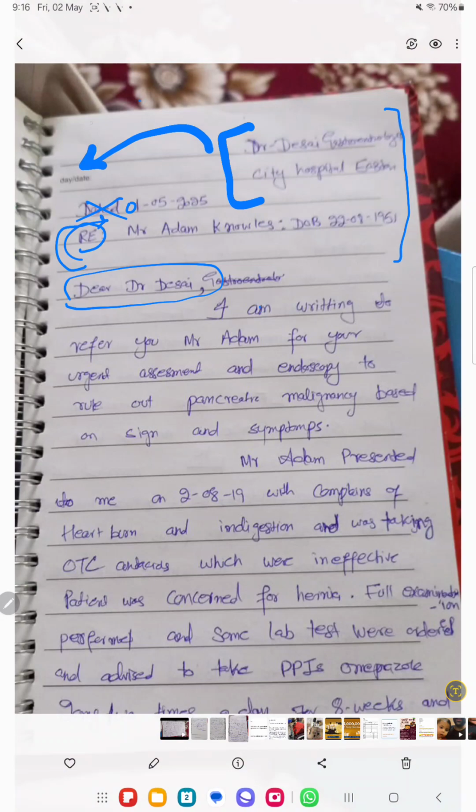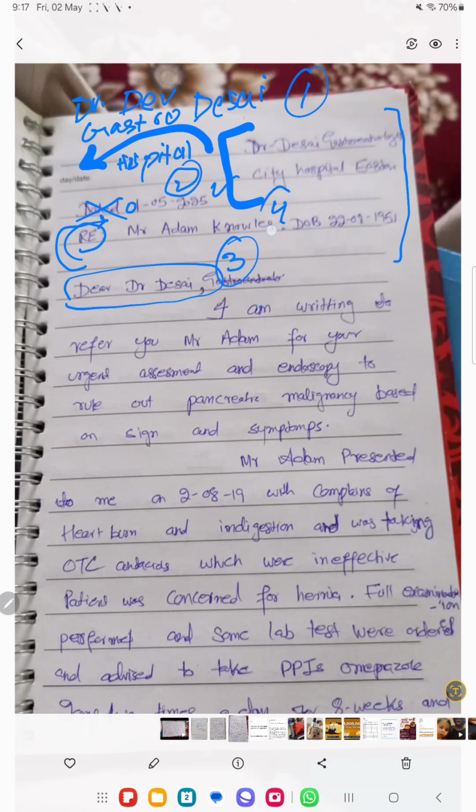Dr. Dev Desai here, then the gastroenterologist. And then you will write what? Then you will write about the hospital, like City Hospital. And then you will write the Eastern and everything, and then after that you will write the date, and then after the date this will come. So this is the first, then the date is second, then this is third, and this one is the fourth. So this is how you're going to write it down.